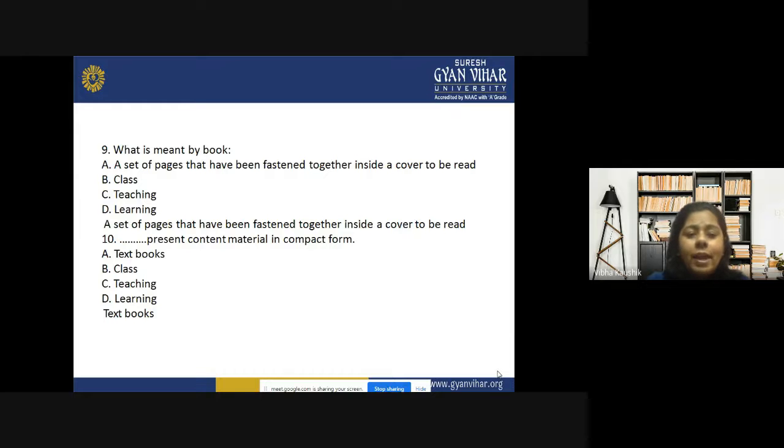Now the 10th one, dash, presents content material in compact form. What presents the content material in front of the teachers and the students in compact form? Now the options are A, textbook, B, class, C, teaching, or D, learning. Now you have to select the correct one, and the correct one is option A, that is a textbook. So we can say a textbook presents content material in a compact form.